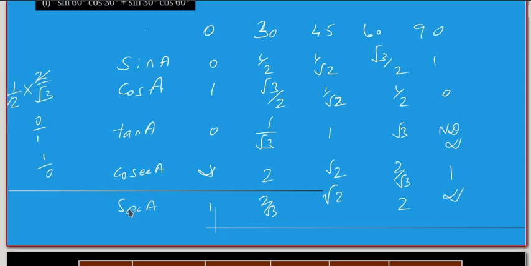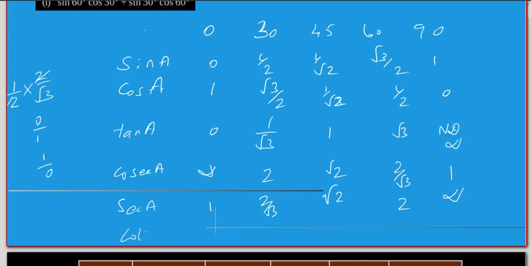So secant A is nothing but the inverse form of cosecant A. Like cos and sin are inverse, no? From the last we are writing the same way. Cosecant and secant will come as it is: 1, 2 by root 3, root 2, 2 and infinity.